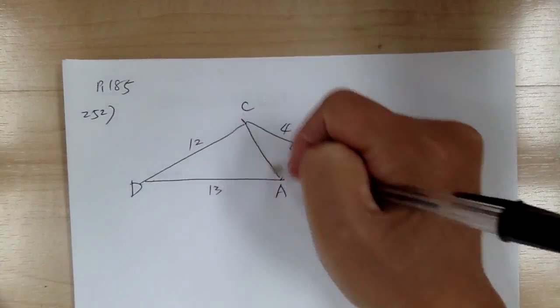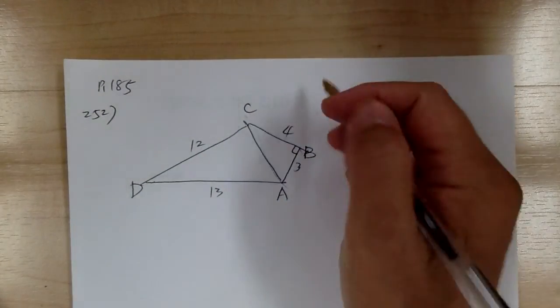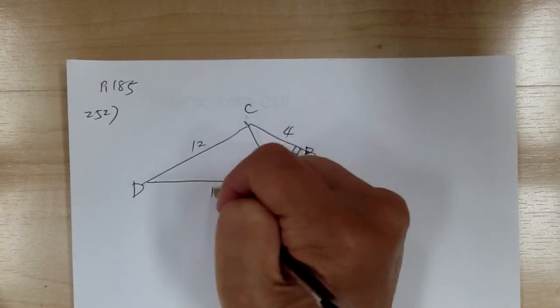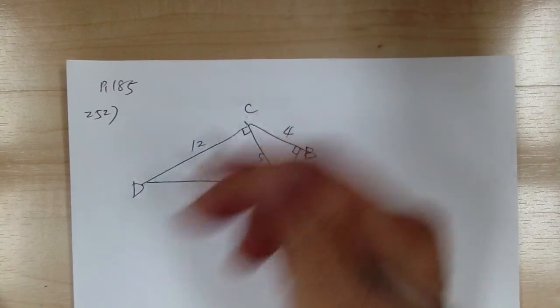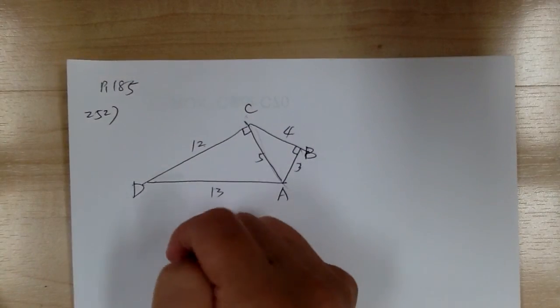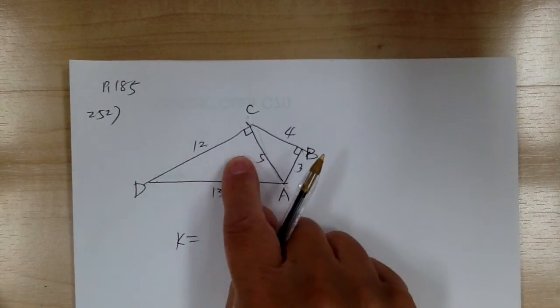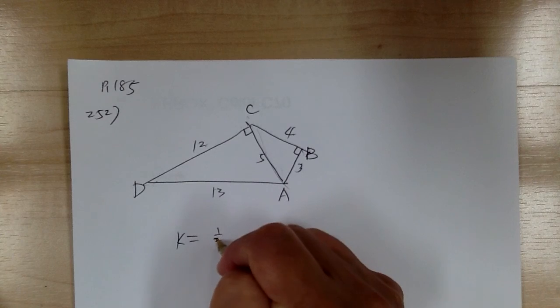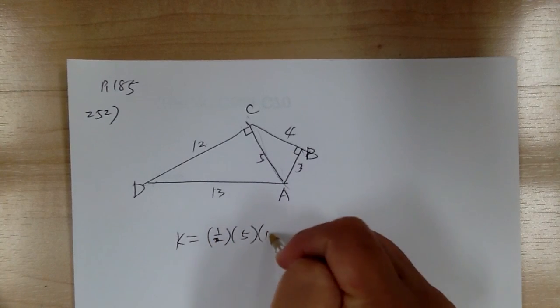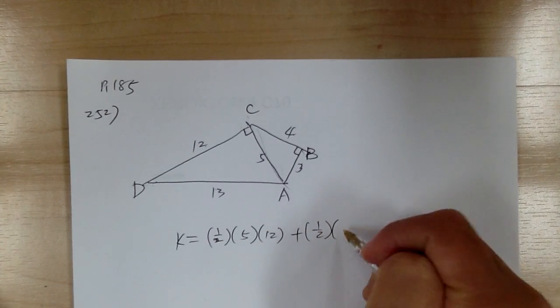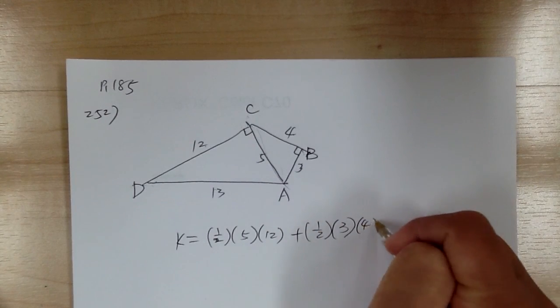So first you have to draw this over here, divide into triangles. So this is 3, 4, so this would be a 5. And this is 5, 12, 13, so this is a right triangle right over here. So the area would be the sum of the two triangles. So for this one would be 1/2 base times height. And this one over here, the area would be 1/2 base times height.